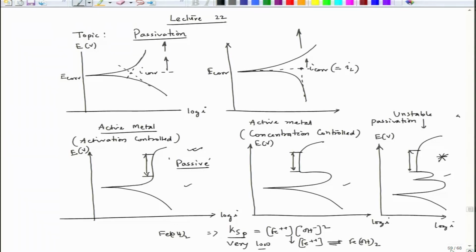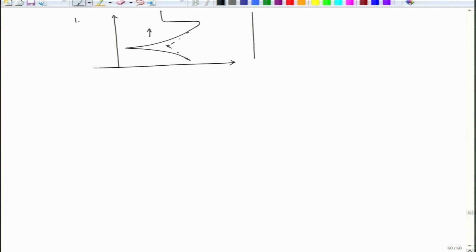So, when we get to the passive segments, we could see some statements related to passivation, so let us mention those statements. The first statement is about the corrosion rate. If we try to draw the corrosion rate, for an active metal the corrosion rate will be here, fine. The reduction in corrosion rate is happening because we are taking it to the anodic side.